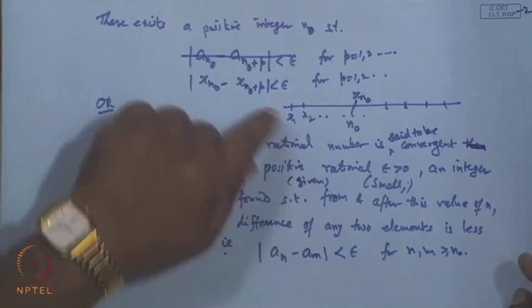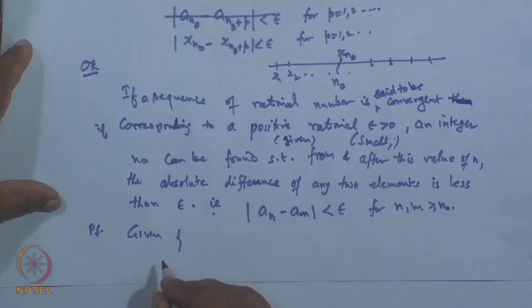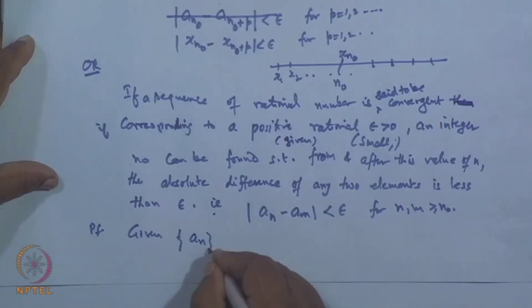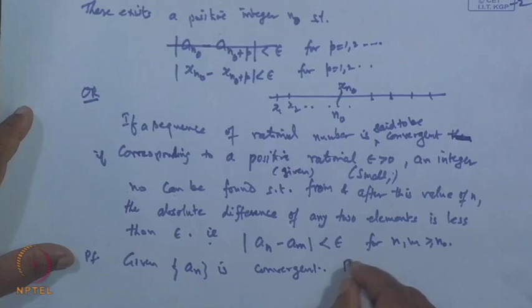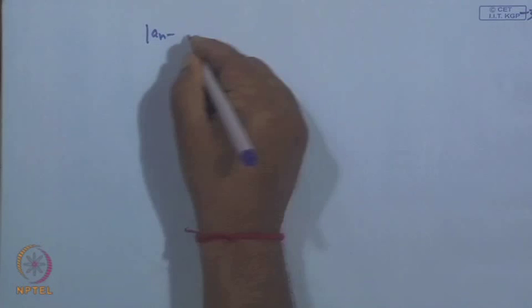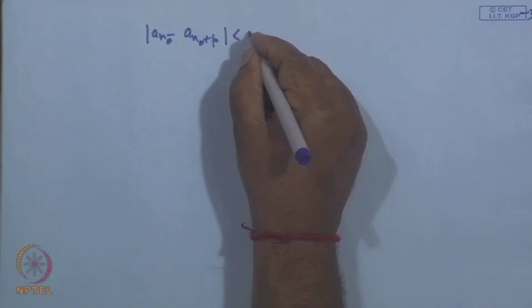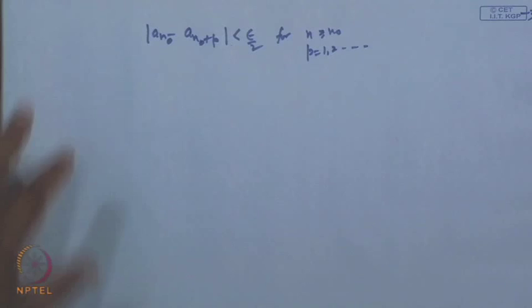How? Suppose we are given a convergent sequence a n. Then for a given epsilon greater than 0, there exists an n naught such that modulus of a n naught minus a n naught plus p is less than epsilon by 2 for n greater than n naught, that is for p equal to 1, 2, 3 and so on. Clear?